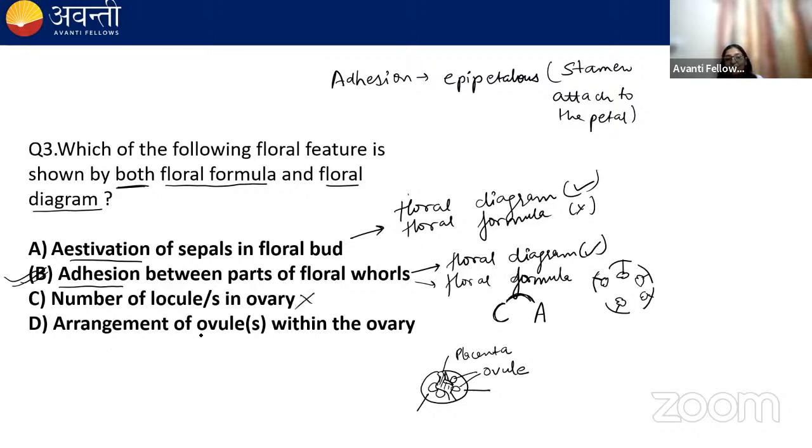Option D says arrangement of ovule within the ovary. The arrangement of ovules we call placentation, with axile, parietal, marginal, and basal placentation. In the floral diagram, you can see this placentation, the arrangement of the ovules in the ovary, but not in the floral formula. Is it clear to everyone? So the correct option for this question is option B, adhesion between the parts of floral whorls.